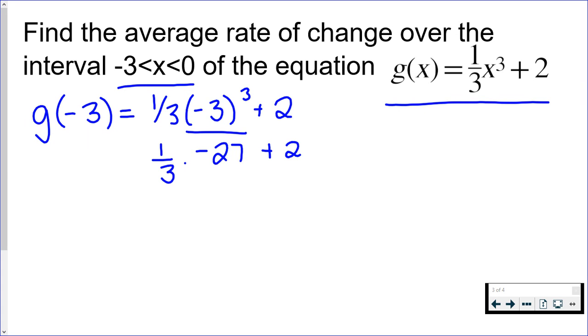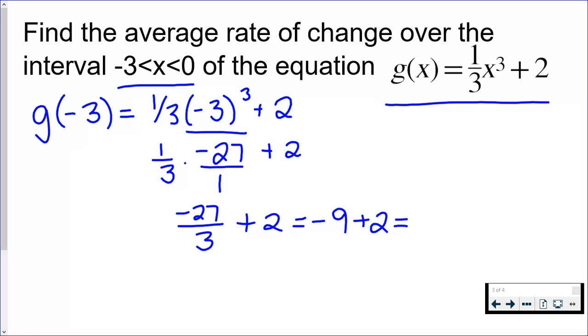Our order of operations says that we must go to multiplication next. So I need to do 1/3 times -27. If you're not very good with fractions times whole numbers, put the whole number over 1. That might help you out. And what we're going to do is just multiply straight across. 1 times -27 is -27. 3 times 1 is 3. And then we can simplify our fraction. That would be -9. And -9 plus 2 is -7.